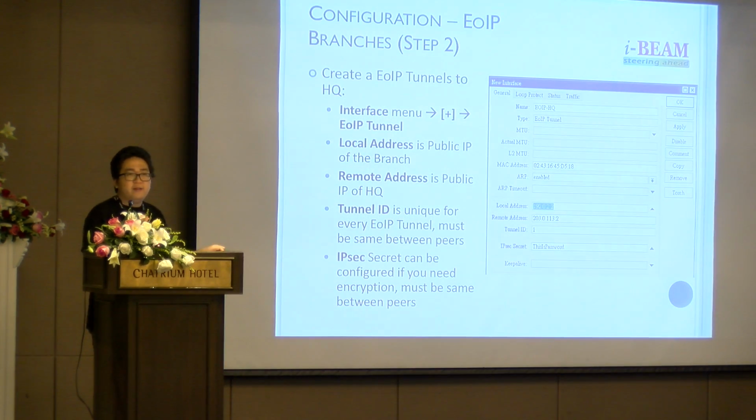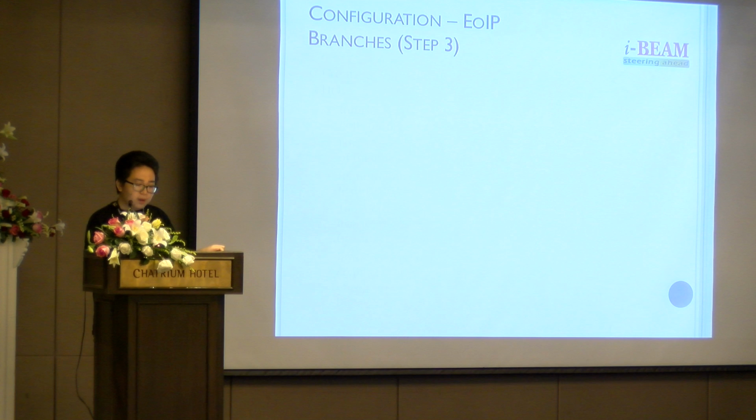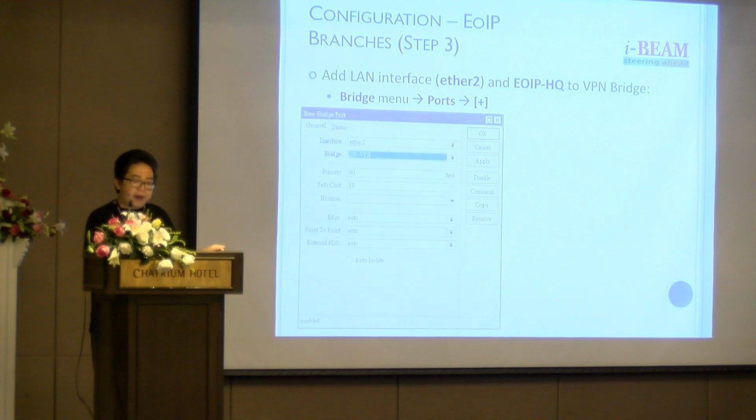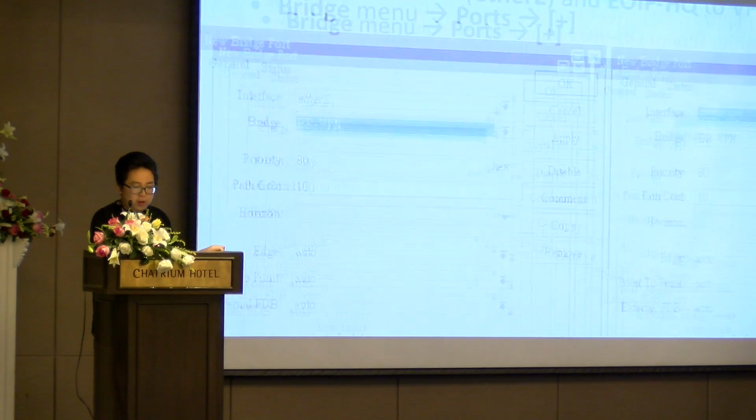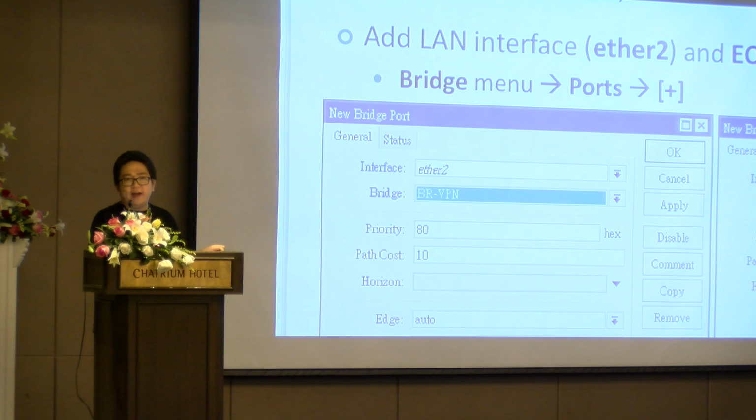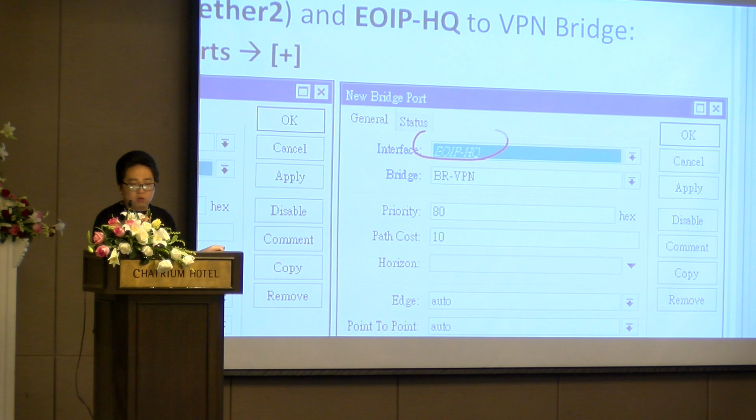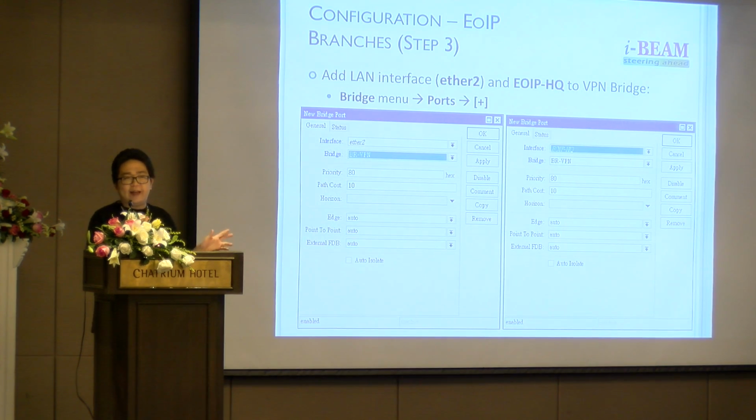So you just repeat this for all the branches. And then finally, you need to go to the bridge, go to the port tab, and add the ports. You need to add Ether2, which is your LAN interface at the branch office, to the bridge VPN, and also the EoIP tunnel that goes to the head office to the same bridge that you created in step number 1. So we are done. For the EoIP solution, it is very simple like this. It is simple, but you need to repeat it many times according to how many offices you have.